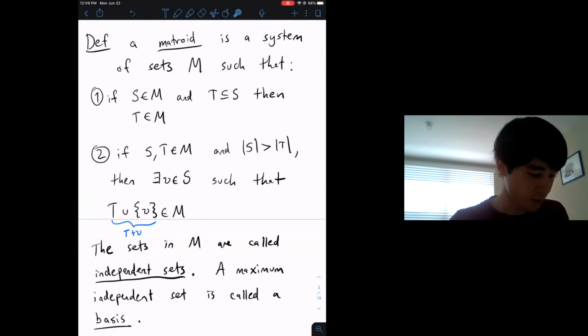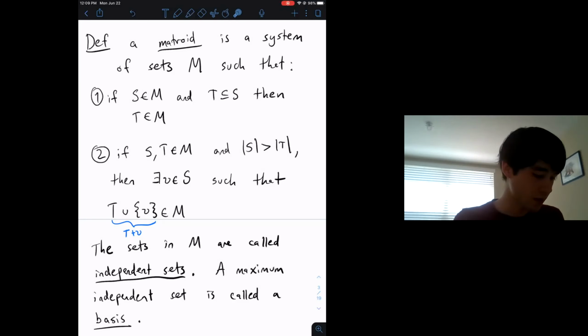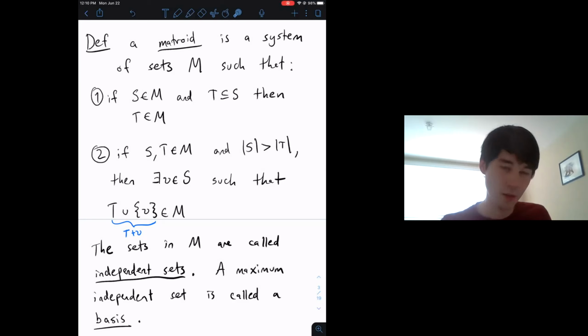And the second property closely resembles the fact about vector spaces I had a moment ago, which is that if I have two sets in my matroid, and if S is bigger than T, then there's always some element in the bigger set which you can add to the smaller set to get something in the matroid. I don't think this is standard notation, but this is the notation I'm going to use for adding an element to a set. The sets in a matroid are called independent sets, and a maximal independent set is called a basis.